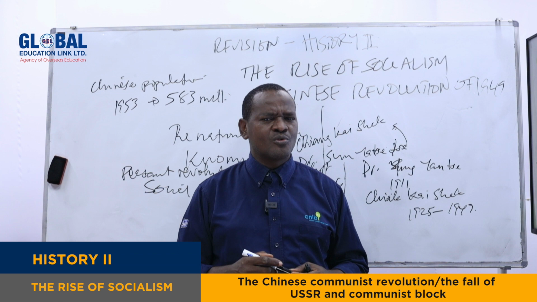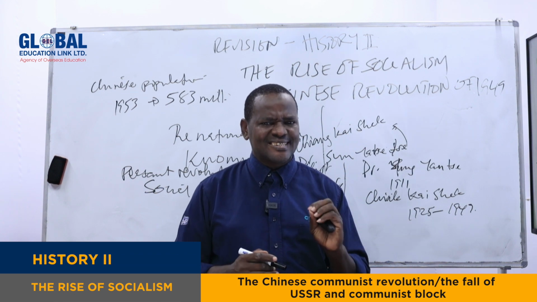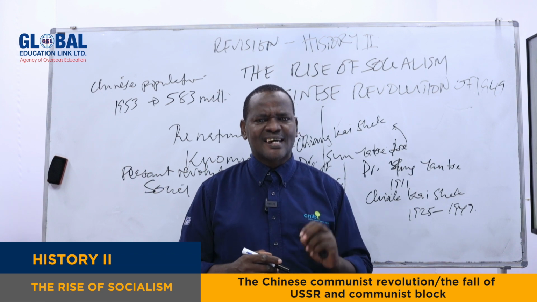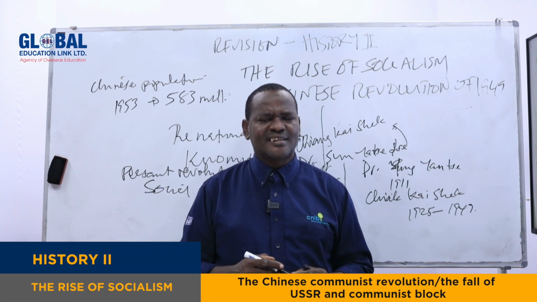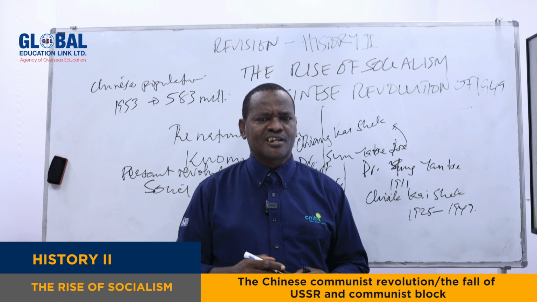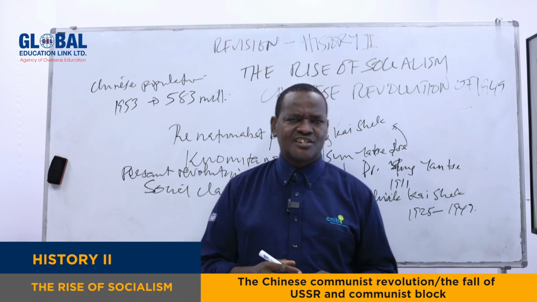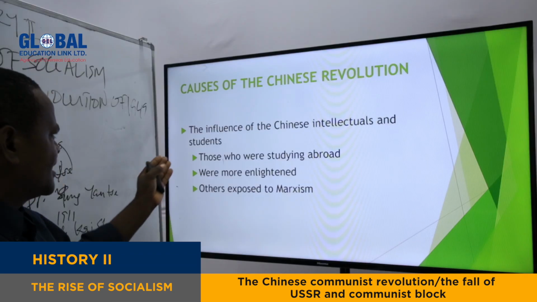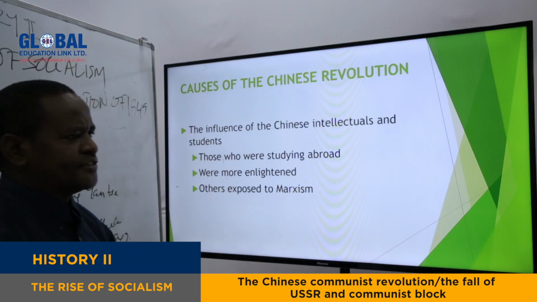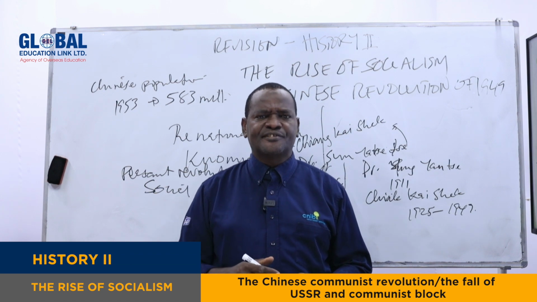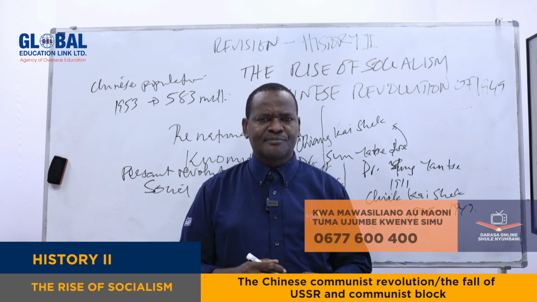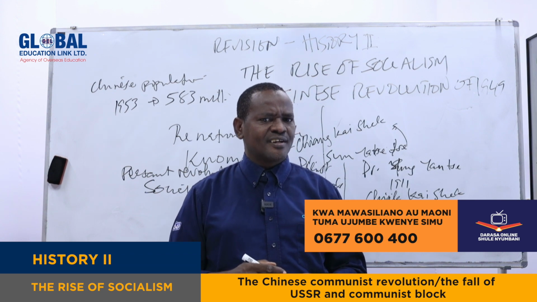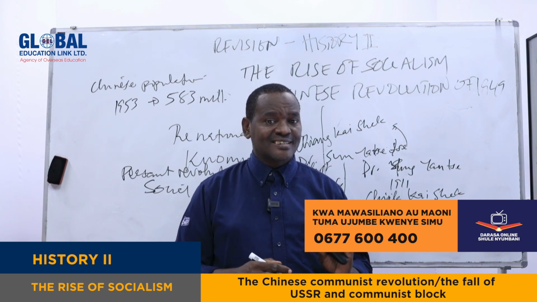However, some others who went to study abroad learned about the concepts of Marxism. They learned about socialism. They learned about scientific socialism. So coming back to China, they also wanted to change that system and introduce a new system. But most important, when we speak of the influence of the Chinese intellectuals and students, we can also make reference to Mao Zedong himself. He started to learn about Marxism at a time when he was a student at the University of Beijing. And at that time, he was a librarian.